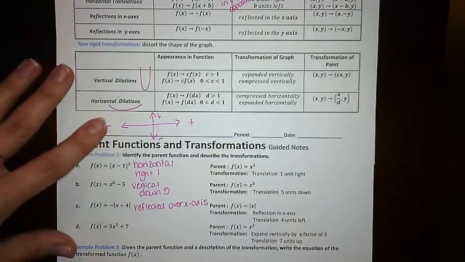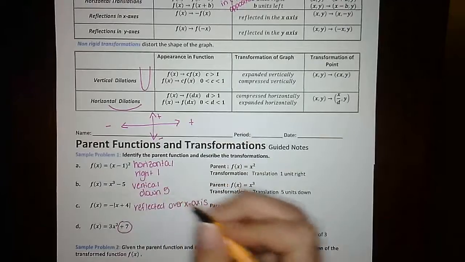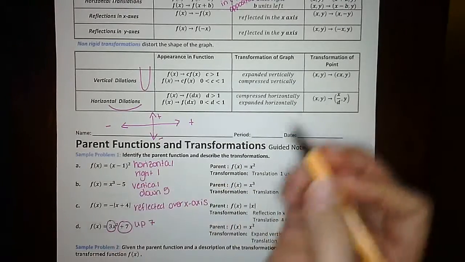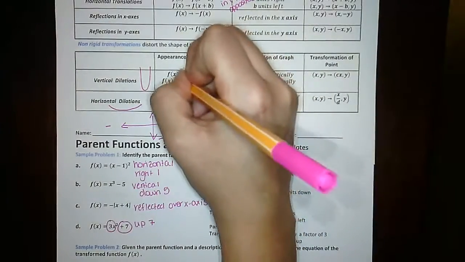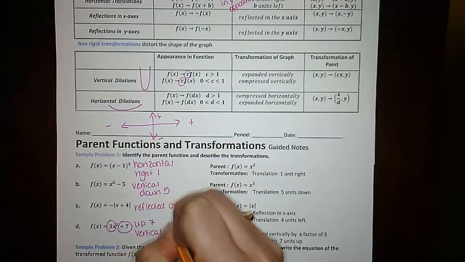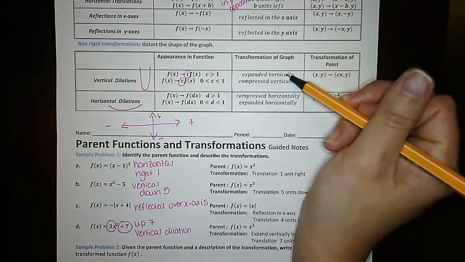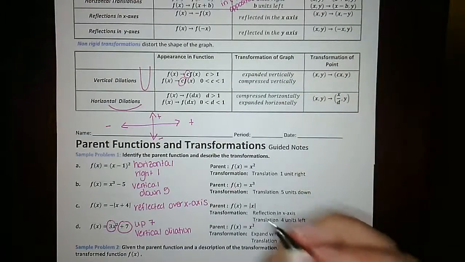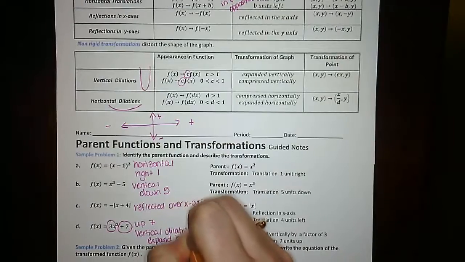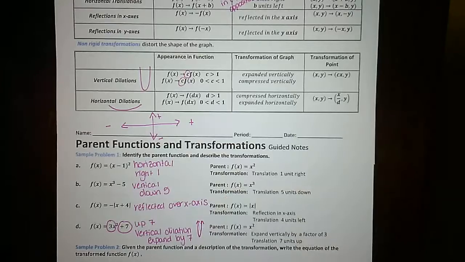And then here, let's look at it, there are 2 different transformations. The easiest one always is this one, added at the end. It's positive, so it's up 7. And then this number in front, it's out in front, so it's a vertical dilation. If it's greater than 1, it's going to expand vertically. So it's going to expand by 7. So this is going to be an itty bitty quadrilateral. It looks something like that.